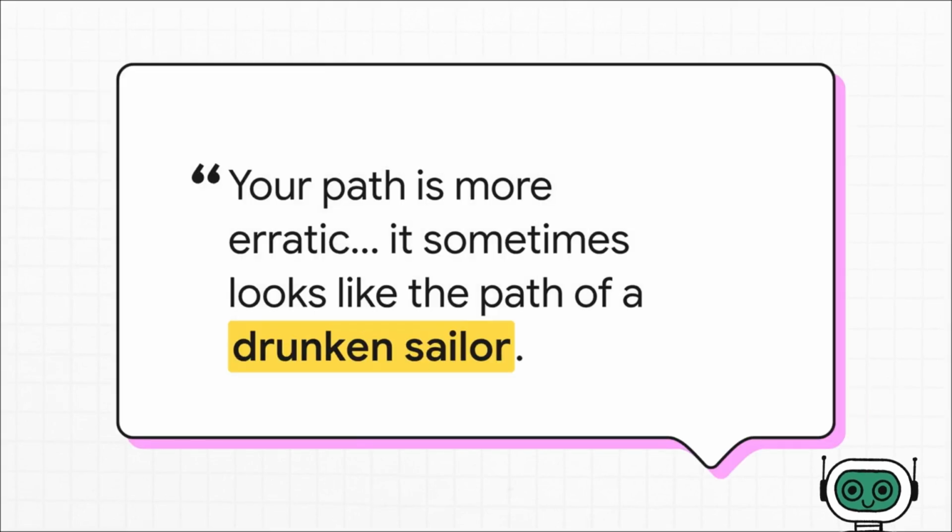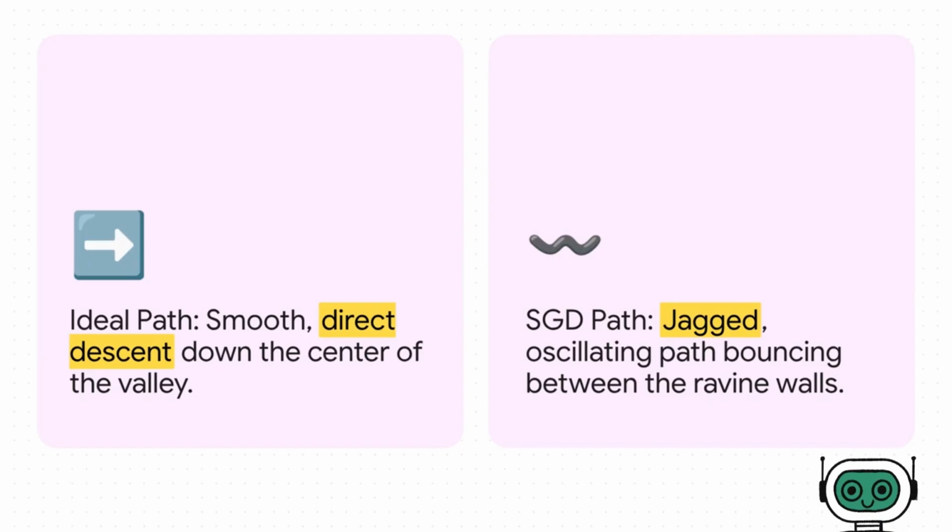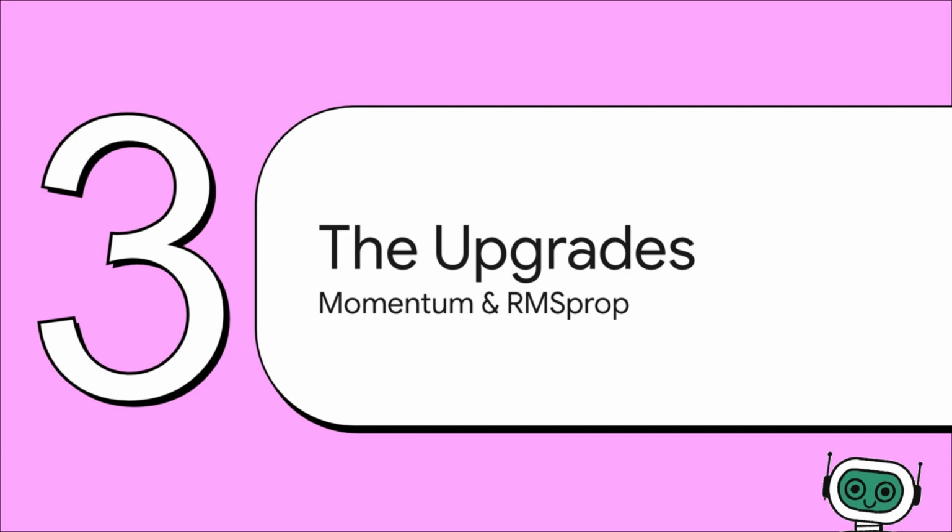But there's a pretty big catch. Because each step is based on just one data point, the direction is really noisy. Instead of a smooth, confident walk to the bottom, the path is erratic. It zigzags all over the place. And you can really see the problem here. On the left, that's the ideal path, a nice smooth trip down the valley. But on the right, that's SGD. It's wasting a ton of energy bouncing between the steep walls of this ravine, making really slow progress down toward the minimum.